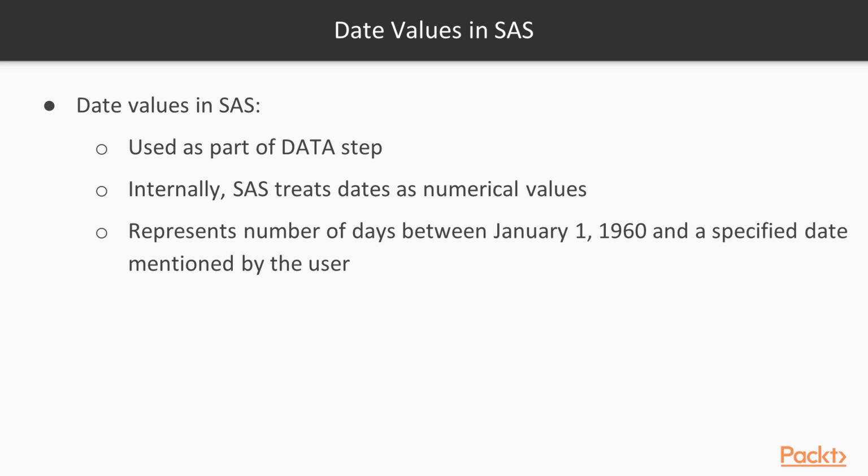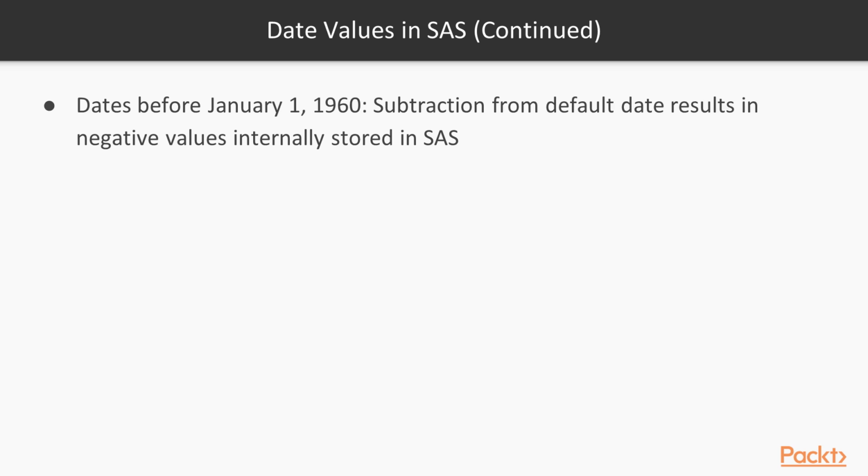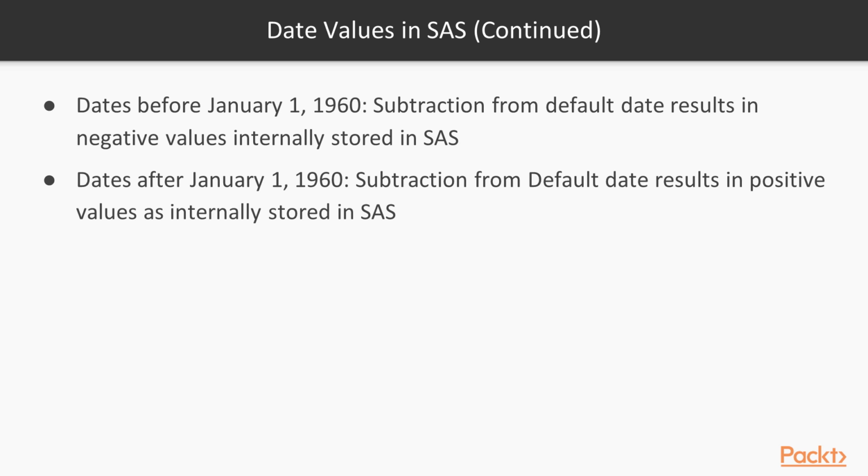These numerical values represent the number of days between 1st January 1960 and a date specified by the user. The default date in SAS is 1st January 1960. So, during computation, for any date before 1st January 1960, subtraction of it from the default date will result in negative values which are internally stored in SAS, and vice versa, any date after 1960 will result in positive values after subtraction with the default date in SAS.